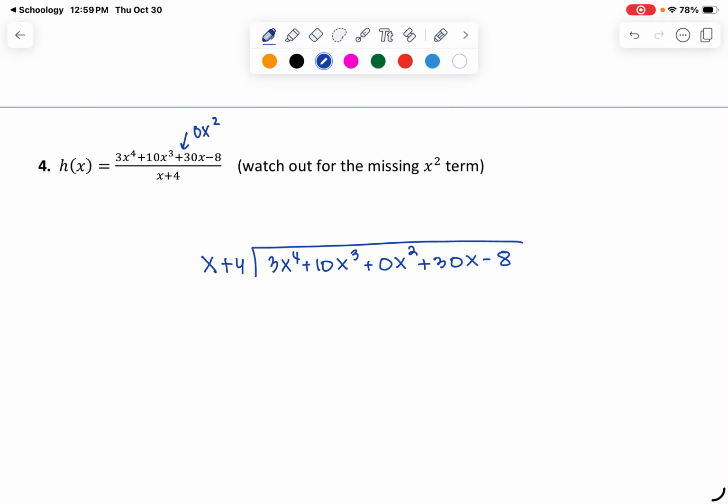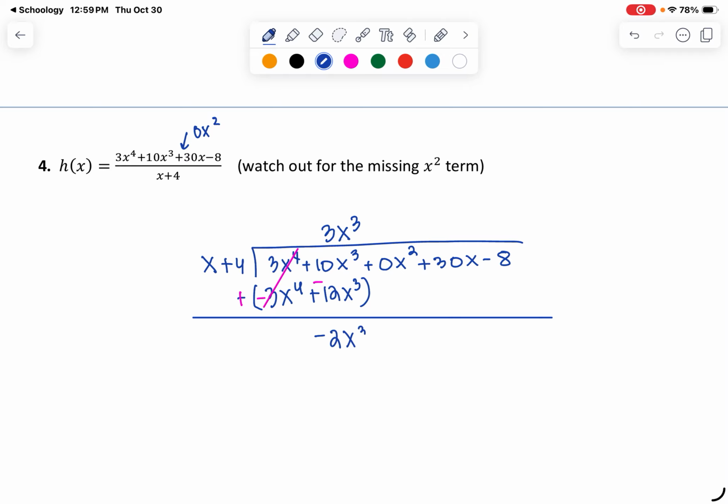All right, what do we multiply x by to get a 3x to the 4th? That's 3x cubed. I'm gonna write that above my cube. Multiply the 3x cubed by your divisor. So 3x cubed times x is 3x to the 4th. 3x cubed times 4 is 12x cubed, positive 12x cubed. Put that in parentheses, subtract it off the polynomial. Add the opposite, plus, minus, minus, cancel. 10x cubed and -12x cubed is -2x cubed.